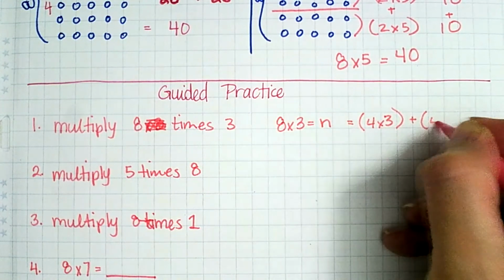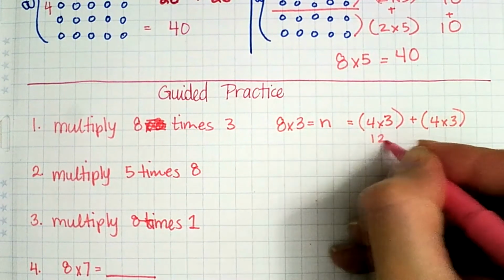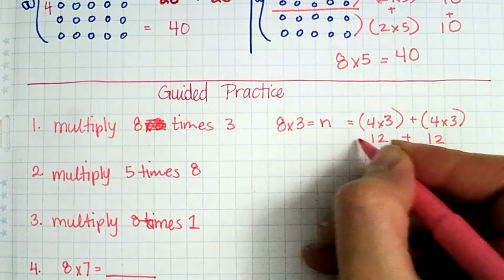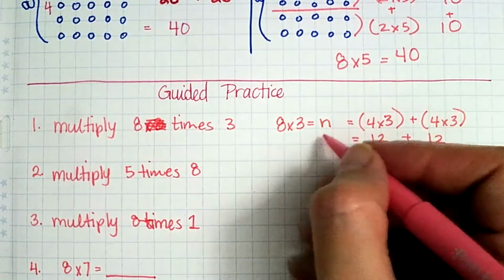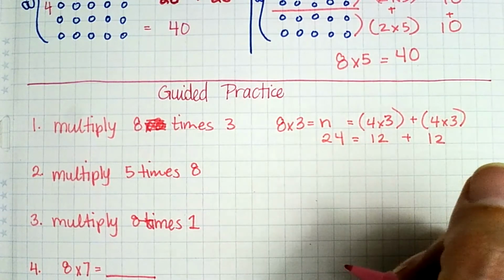I want to split it into 2 groups of 4. It's going to be 4 times 3 plus 4 times 3. I know 4 times 3 is 12, plus another 12 is going to equal 24. So 8 times 3 is going to equal 24.